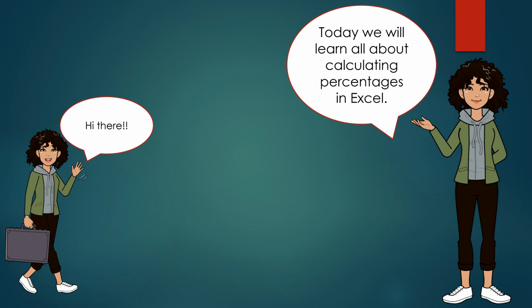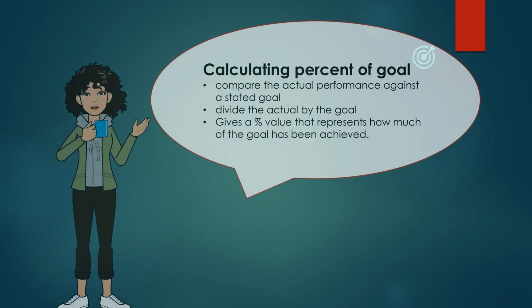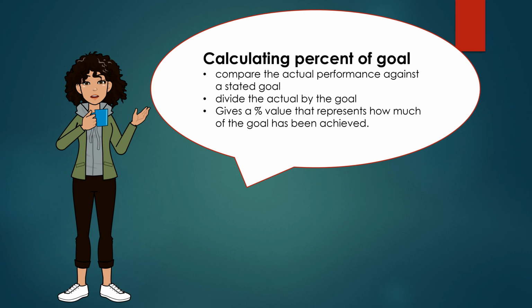And the first one that we'll talk about is calculating the percent of goal. So when someone asks you to calculate a percent of goal, they are simply asking you to compare the actual performance against a stated goal. The math involved in this calculation is simple. You simply divide the actual by the goal, and this will give you a percentage value that represents how much of the goal has been achieved.